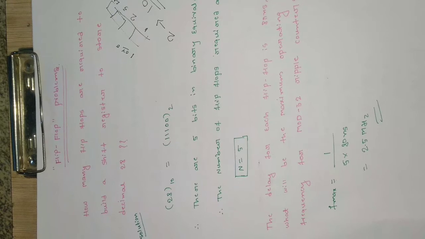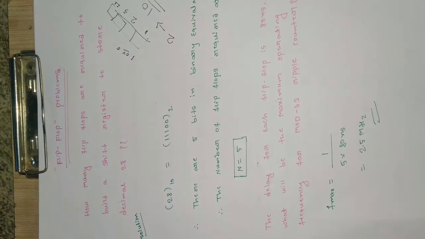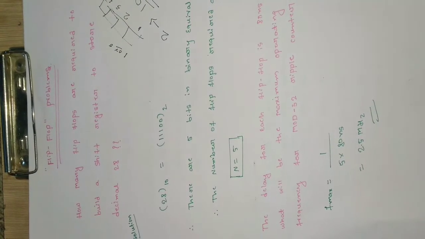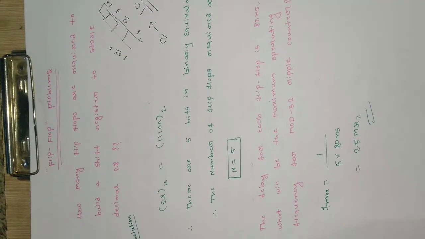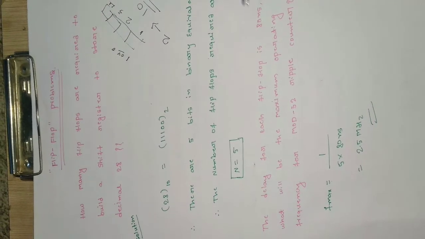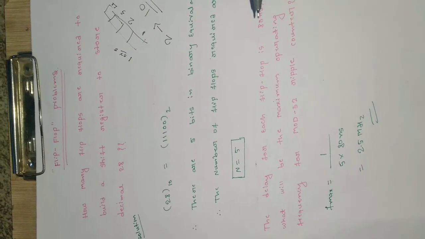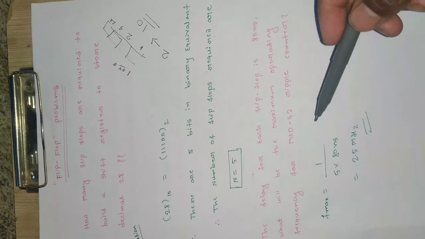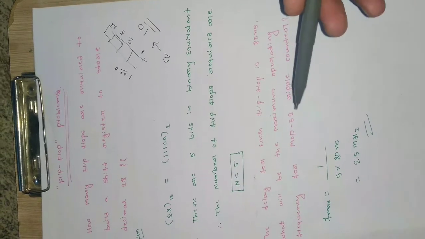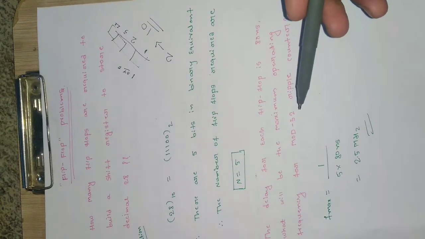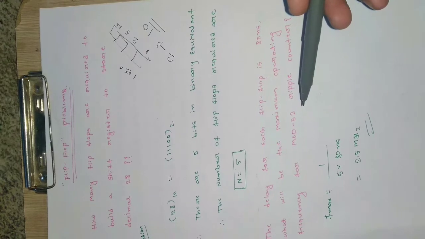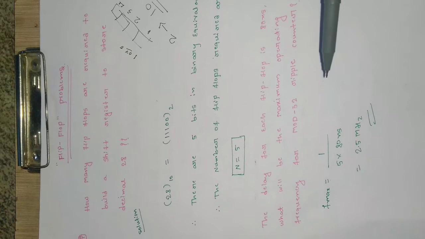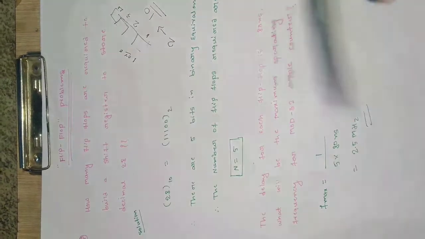The problem is: the delay for each flip-flop is 80 nanoseconds. So they have given a delay. What will be the maximum operating frequency for a mod 32 ripple counter? So they are asking for the maximum operating frequency of a mod 32 ripple counter. It is counting from 0 to 31, if you are considering from 0. If it is starting from 1, then it will be up to 32. So that is a ripple counter, so it will count from 0 to 31.